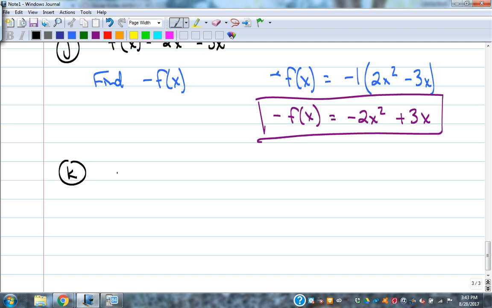Let's do this one. Same function, f of x is equal to 2x squared minus 3x. And let's find 3 f of x.